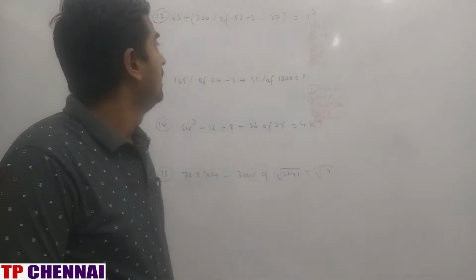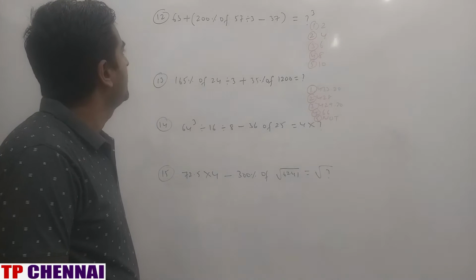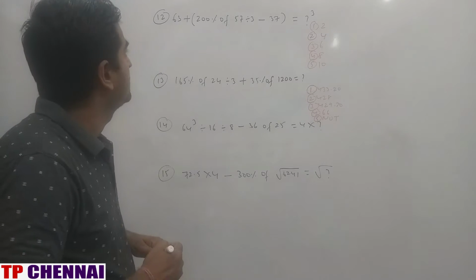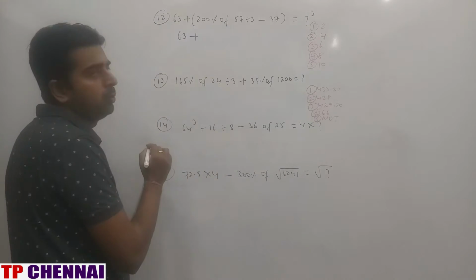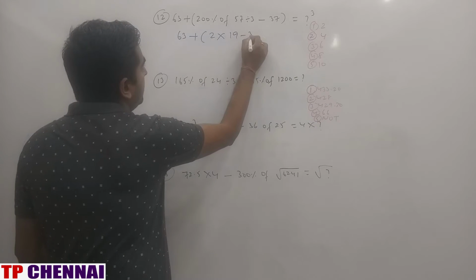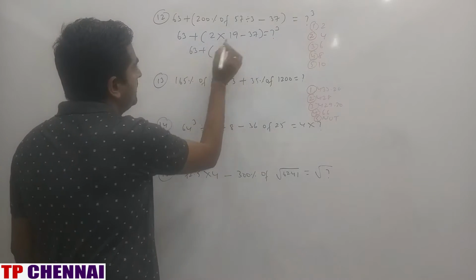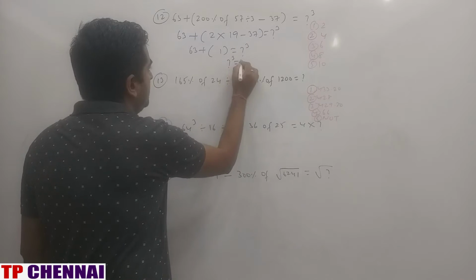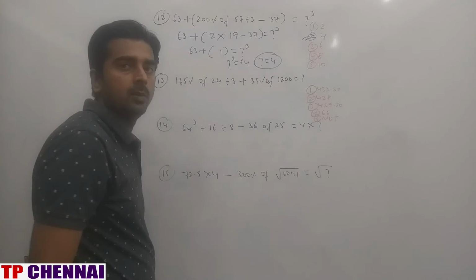Now we will see last 4 simplification question. So 63 plus 200% of 57 divided by 3 minus 37 is equal to question mark cube. So this is 63 plus 200% is nothing but 2 into this is 19 minus 37 is equal to question mark cube. 63 plus this is 38 minus 37 is 1 is equal to question mark cube. Question mark cube is equal to 64. Question mark is equal to 4, which is nothing but second option.